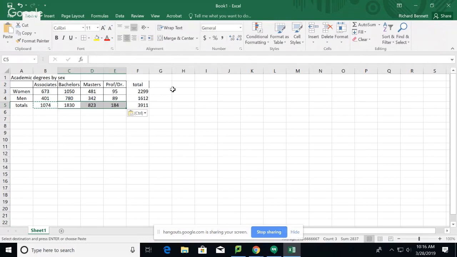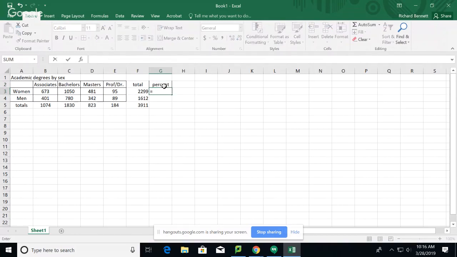So one way to think of the marginal distribution is, well, what percent of people are women in this table? How would you figure that out? So I could do, we'll do this, okay? So I've got the 2299 women divided by the grand total 3911, works out to be that 58.7% of the people in this table are women.